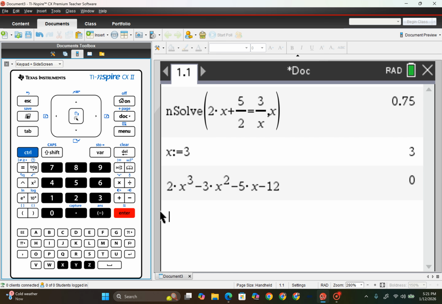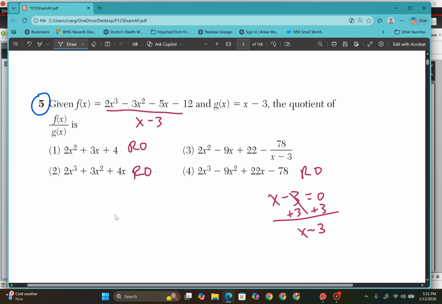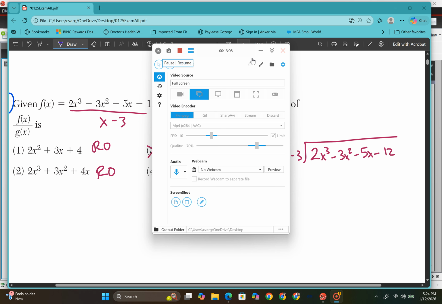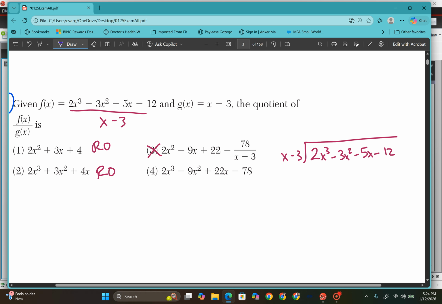Okay, so now I'm not saying screwed, but I have to actually do the math. So I know that 3 does not work, okay? Because I did remainder theorem and 3 did not work. So now I have to actually divide it out. All right, so I just wrote down the problem correctly. So now let's go ahead and begin.